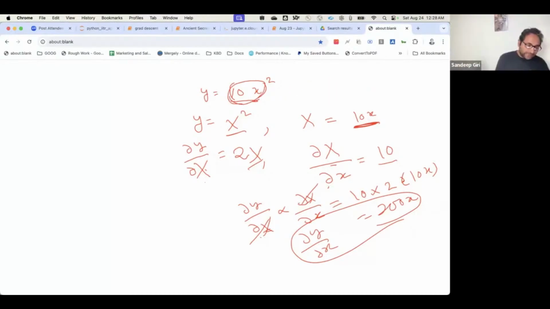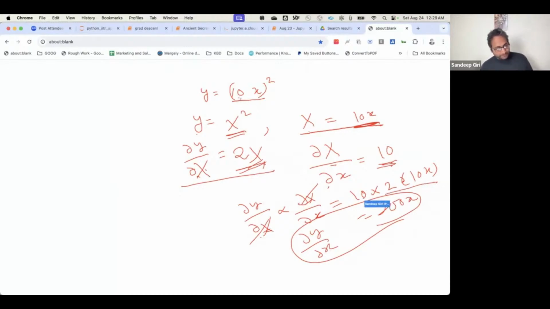And now the way to think of it is this. If we give it a name, say capital X, we say dy by d capital X is 2X. We just derive the formula, how it is. And then capital X is equal to 10x, so d capital X by dx is 10. So this is twice of capital X, and this is 10. So this becomes twice of capital X, which is twice of 10 of small x, and that's it. Are you guys clear?